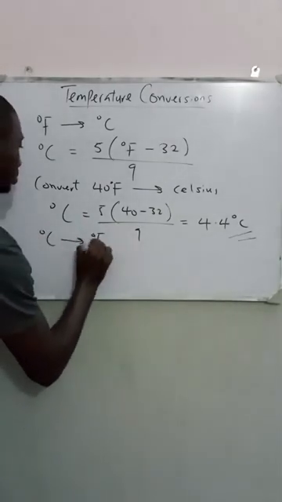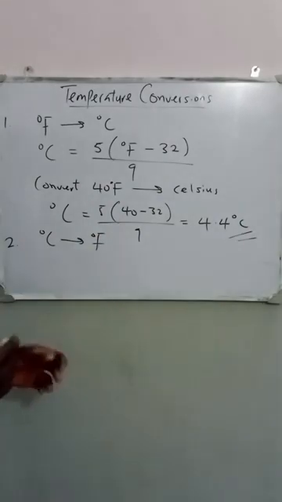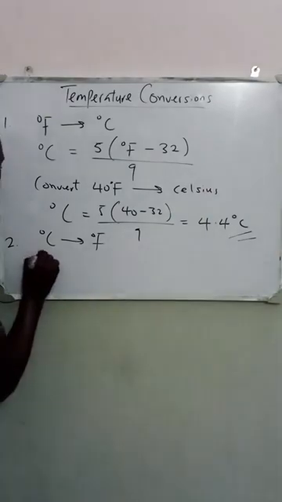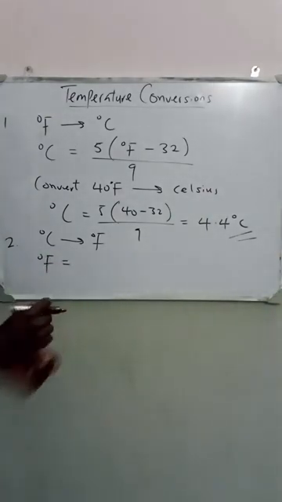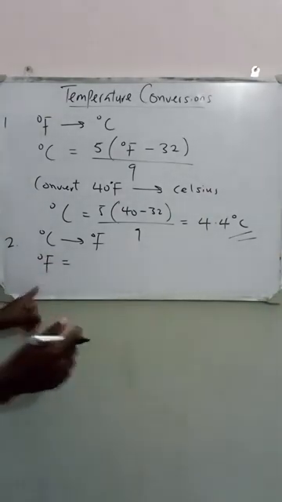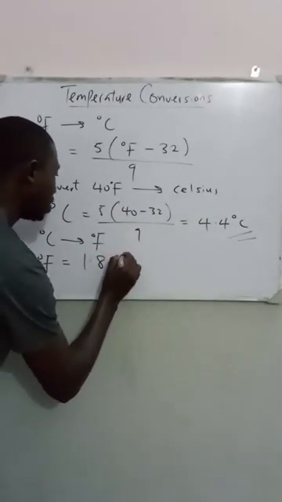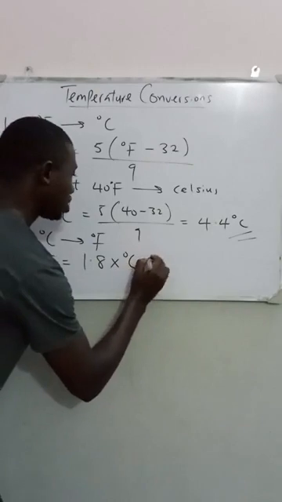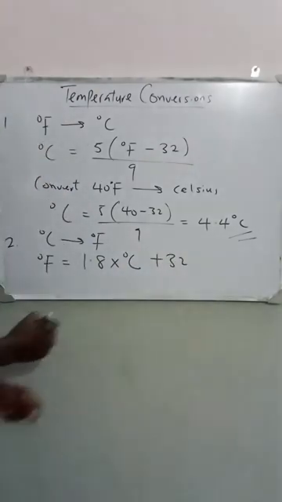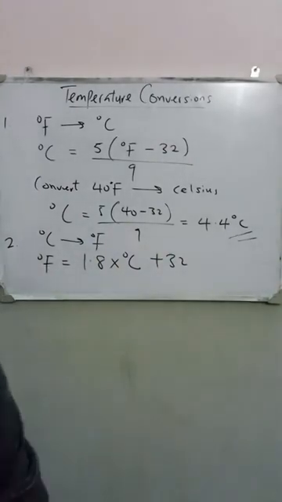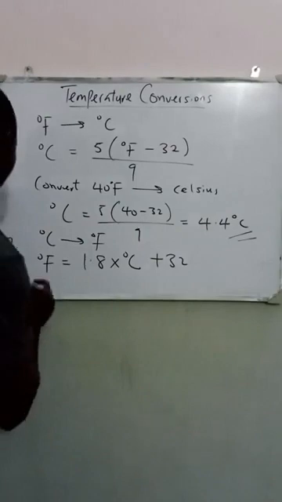I can also convert from temperature given in degrees Celsius to Fahrenheit. I'm going to make use of the formula that says for me to find any temperature in degree Fahrenheit, I should use 1.8 times the temperature given to me in degrees Celsius plus 32. 1.8 times temperature in degrees Celsius plus 32.